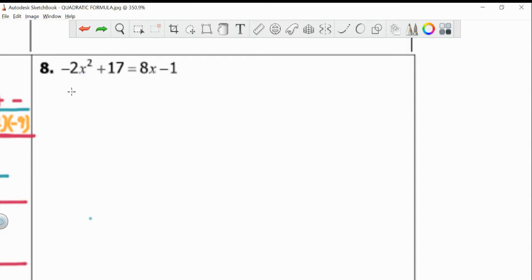So let's fix this one up. I also really like having x squared positive. You guys know I like x squared positive. So I'm deciding to move everything to the right because I want x squared positive. So we're going to go ahead and do 0 equals 2x squared. On this side, we're going to get plus 8x. That one's still the same. And then we're going to have to subtract 17 over here, and we're going to get negative 18.